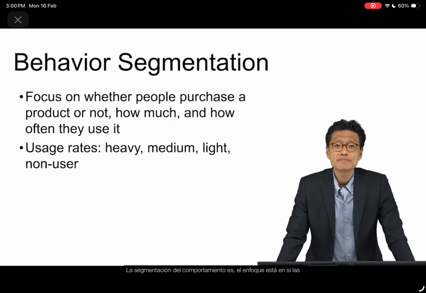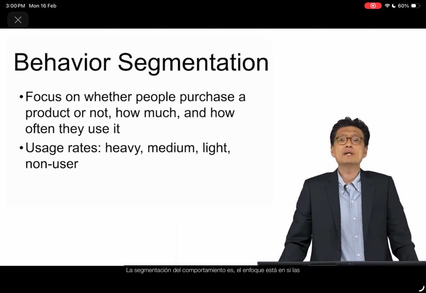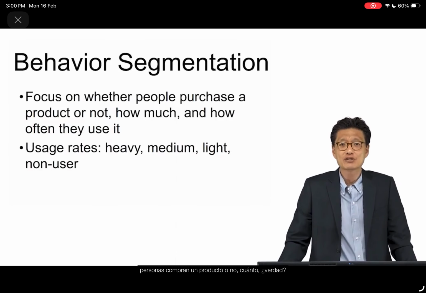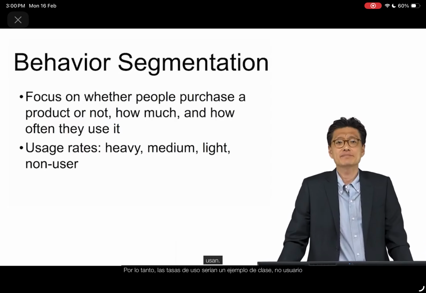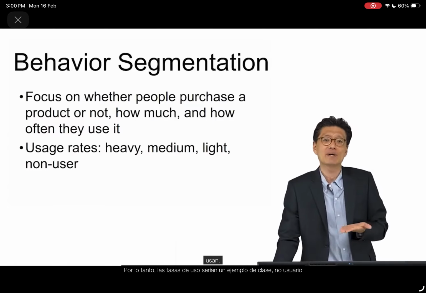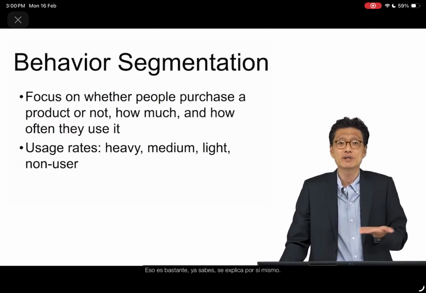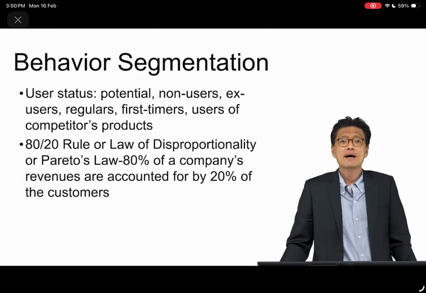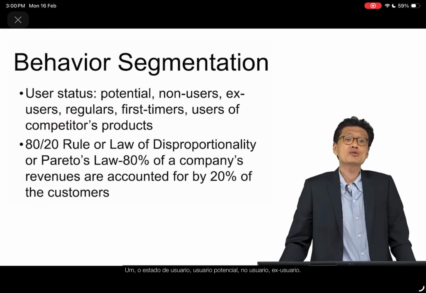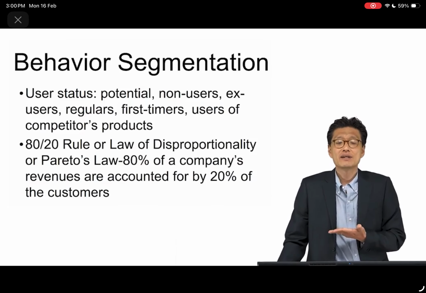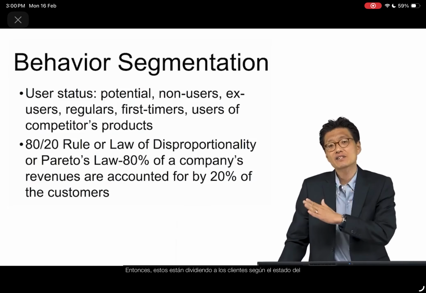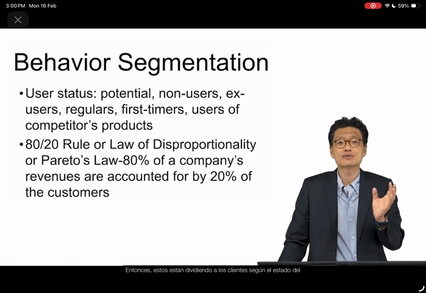Behavior segmentation: the focus is on whether people purchase a product or not, and how much. So that's like the intensity, how much they use it, and how often they use it. Usage rates would be a classic example. Heavy, medium, light, non-user. That's pretty self-explanatory. Or user status: potential user, non-user, ex-user. Or regulars, first-timers, users of competitors' products. So these are dividing the customers based on the status of the user.